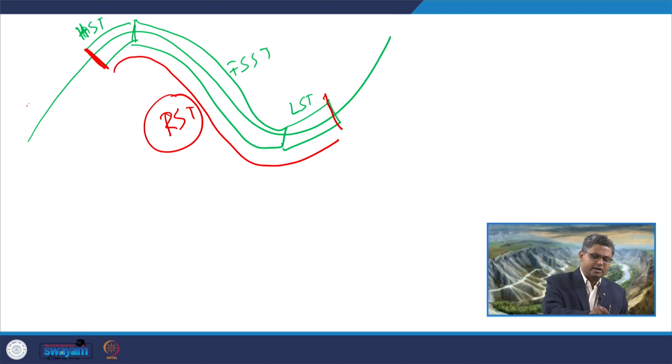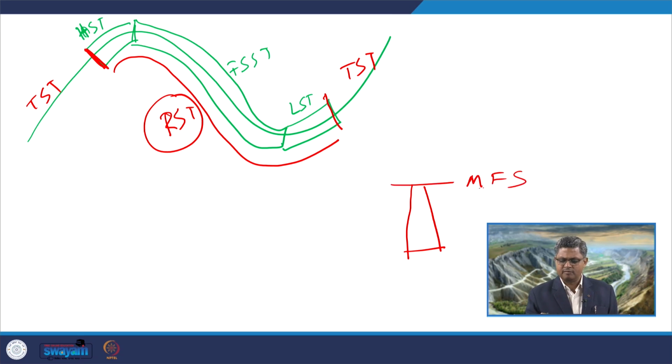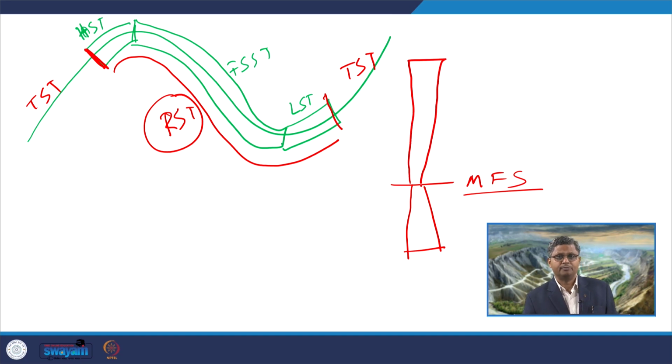So, the underlying unit is the TST, and the overlying unit is the TST. When we classify the systems tracts like this, we have only two systems tracts, either a TST or an RST. We already know that a TST is a fining upward succession, and at the top of that we have the maximum flooding surface. Above this we get the RST, which will be coarsening upward. As it goes through continuous regression, it should be a coarsening upward succession.